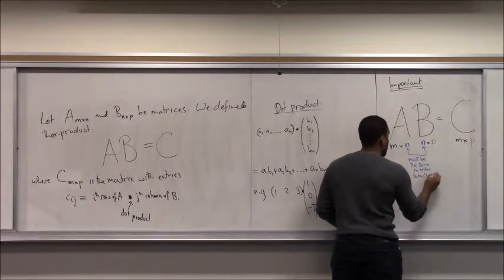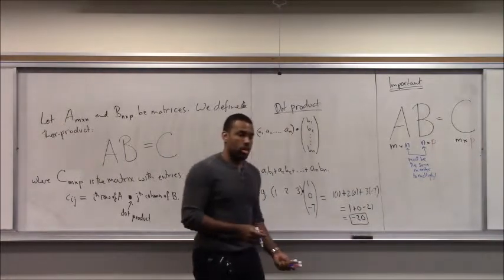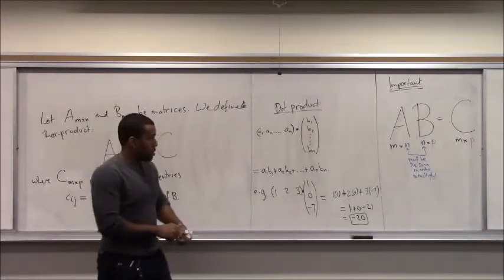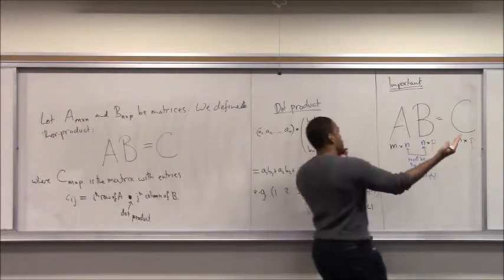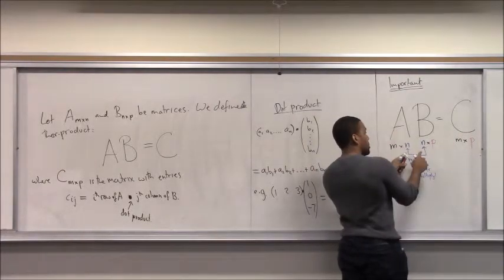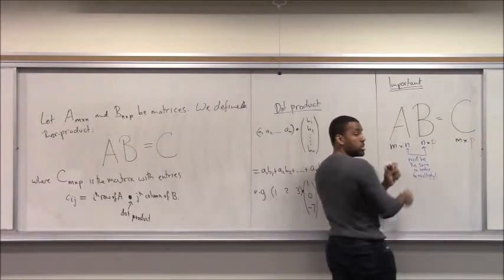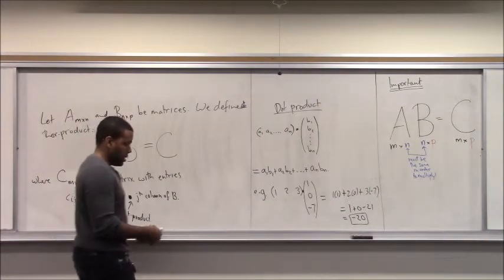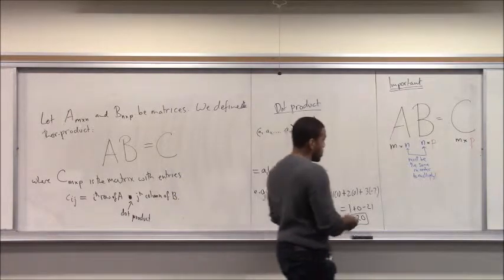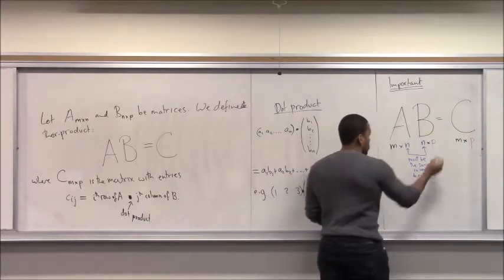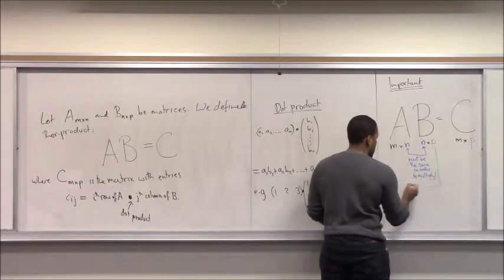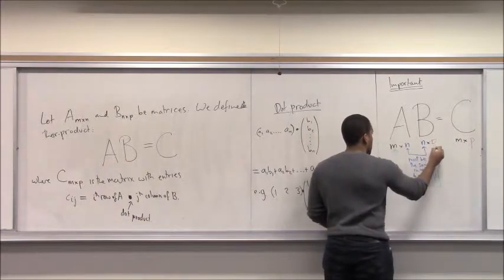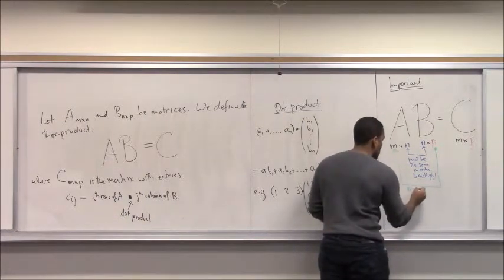If those are not the same, the multiplication is undefined. So once you line up the matrices from left to right, these two inside numbers must be the same in order to multiply. If they are not the same, you cannot multiply them. Now, the outer numbers also tell you something. When you look at the outer numbers, that tells you the size of the result.